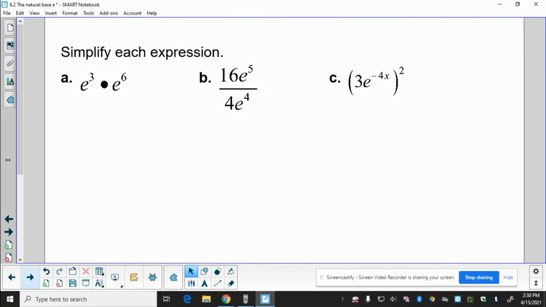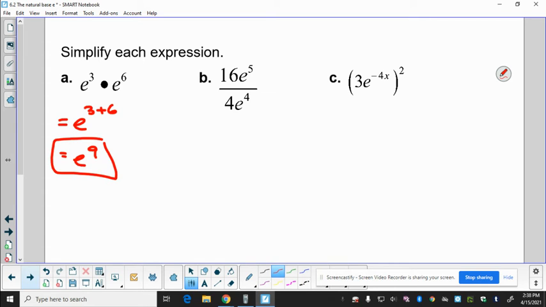What I'd like to show you is how to calculate with e, and then I'd like you to try some examples yourself. So part A, for example, if you're going to calculate with e, you treat it like a variable. Now, if we multiply two bases together, don't we add exponents? We do. So this would be e to the 3 plus 6, or in other words, e to the ninth.